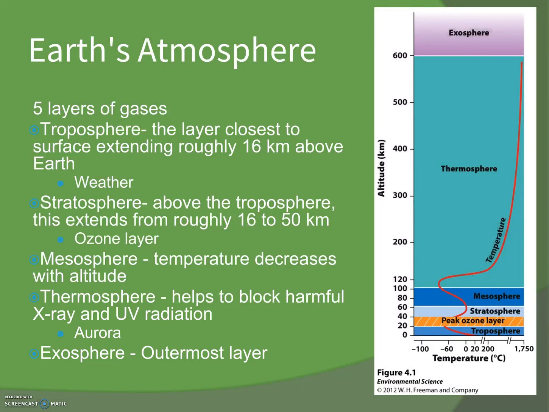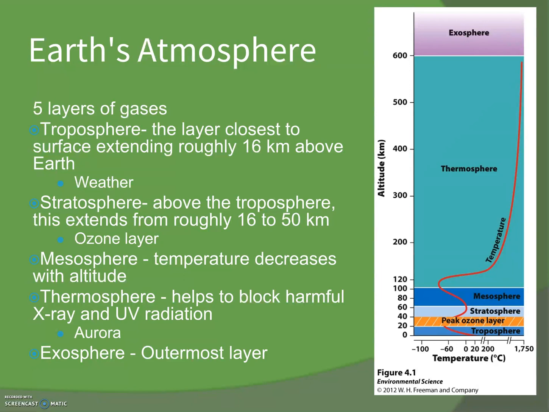Looking at our atmosphere, there are 5 layers of gases. The troposphere is the layer closest to the surface, about 16 kilometers above the Earth. That's where our weather takes place. The stratosphere, above the troposphere, is about 16 to 50 kilometers. That's where our ozone layer is, and the ozone layer is very important to regulating the surface temperature of the Earth. We'll delve into that more deeply when we get into greenhouse gases.